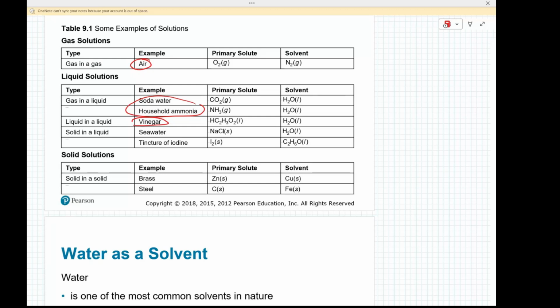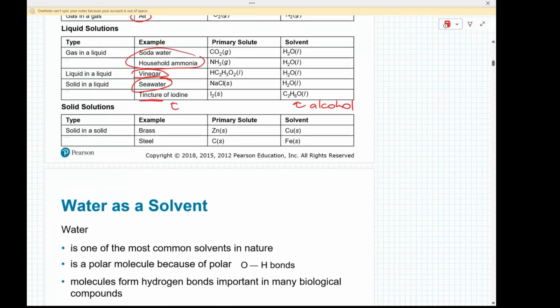Solid in liquid, yeah. Now, little note, you see this term tincture? So tinctures are alcohol-based solutions. Those of you who end up in whatever health profession you are focusing on, there are tinctures. They're not common, but there are medicinals that are tinctures. Solid and solid, any kind of alloy, okay, brass, steel.